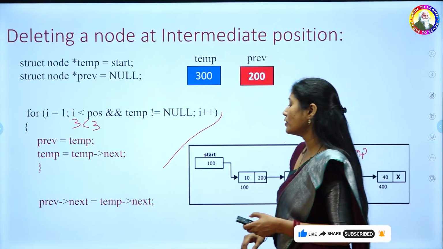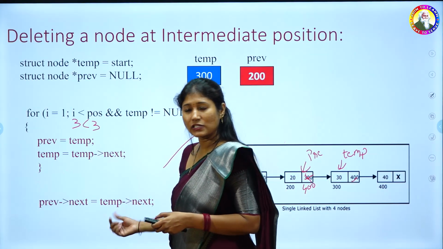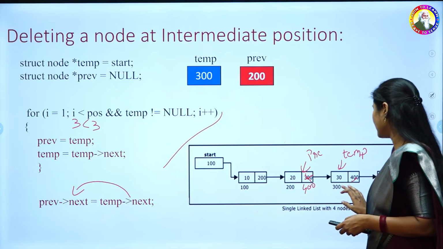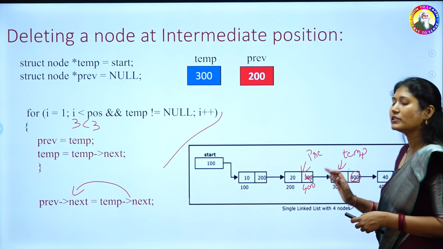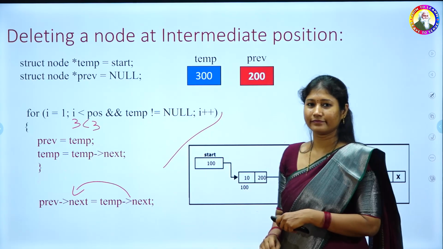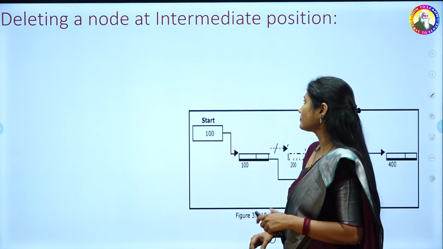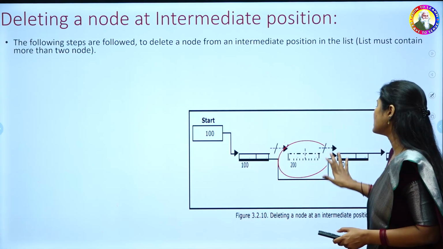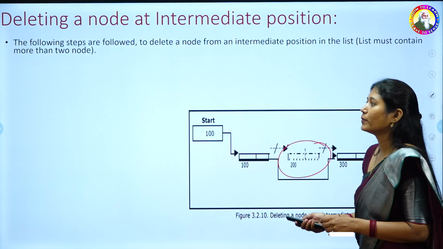How can I write the code here? Temp next value is sent to the previous next. See, this is a temp and the temp next value is 400. That one is replaced into the previous next one. Yeah. See, here in this example, we are deleting the second node.